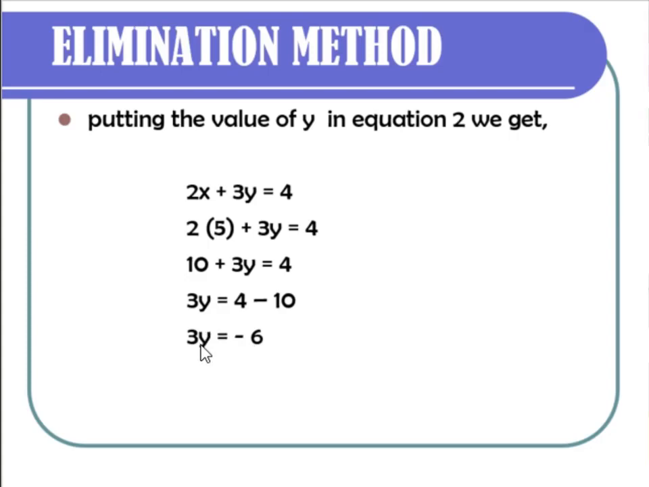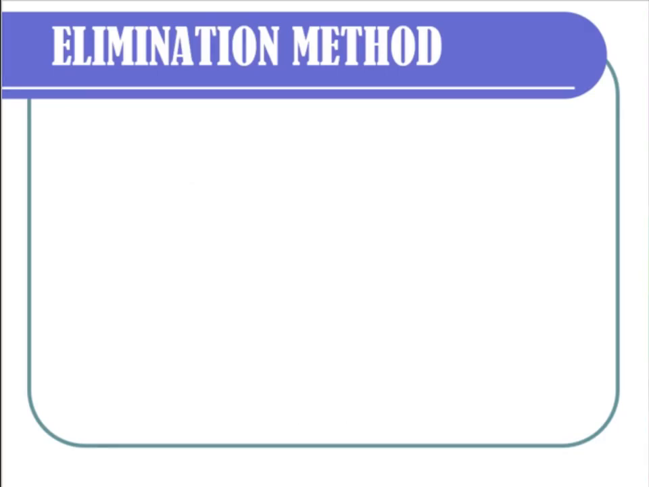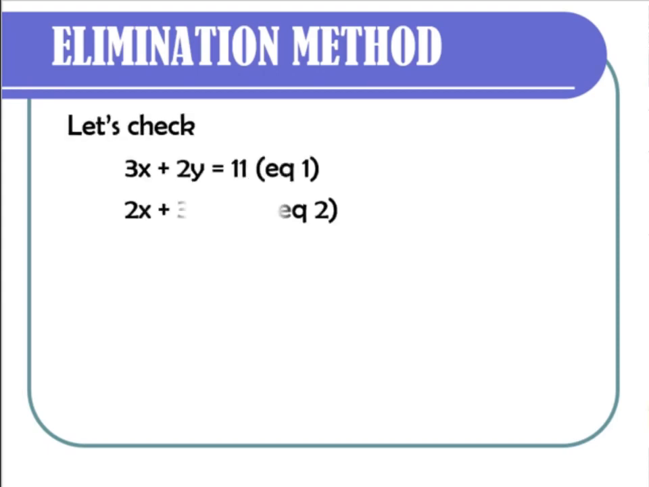Ang coefficient ng y ay 3. I-divide natin both side by 3. So, we'll have 3y divided by 3 is equal to y, and negative 6 divided by 3 is negative 2. Therefore, we'll have x is equal to 5 and y is equal to negative 2, or we have the coordinates 5, negative 2. Let us now check if our ordered pair is really a solution or not. For equation 1 and our equation 2. We have the ordered pair 5, negative 2.